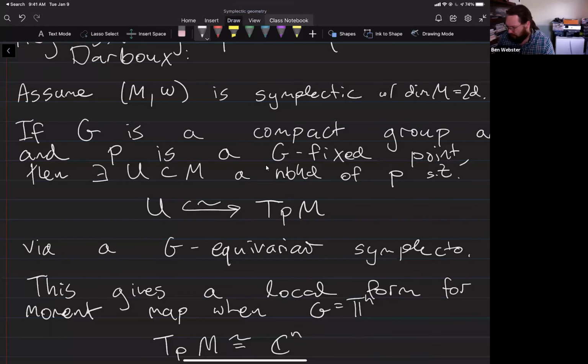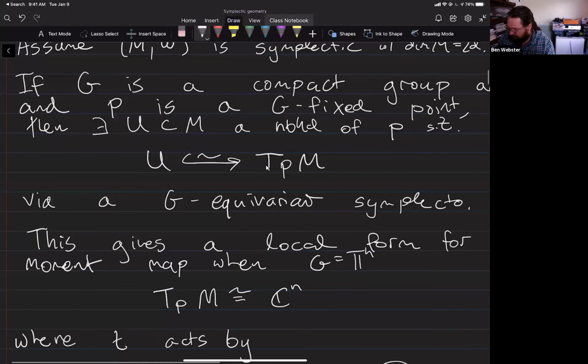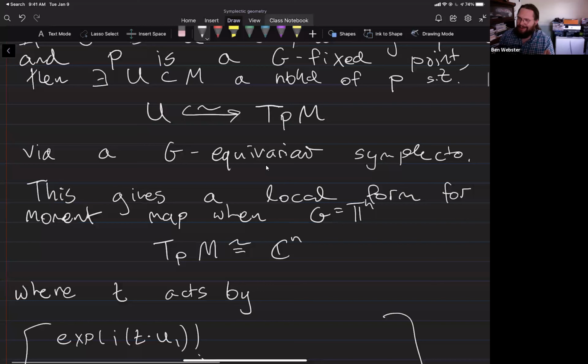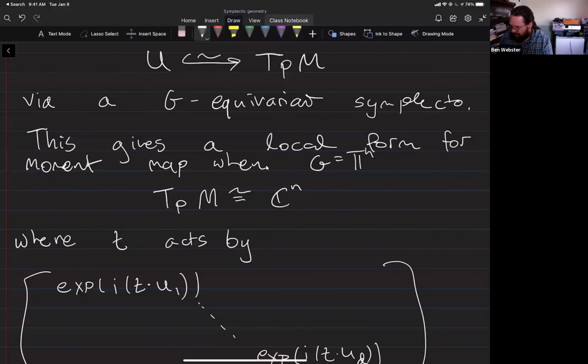And we'll only talk about this for tori because that's a bit simpler, but the same principle applies for any group. The other reason it's particularly nice to think about this for a torus is that torus actions have a lot of fixed points, whereas actions of other groups might not. Actions of non-abelian groups quite often just don't have any fixed points. All right. So what this gives us is a local form for the moment map of the group, which I'm now going to assume is the torus T^n acting on the tangent space.